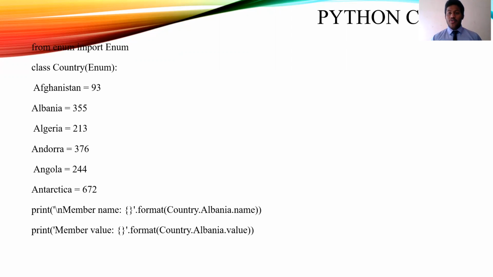So this is our Python code, which is our main micro project. In this code, you can see we have defined a class Country, which is an enum, and in it we have defined some countries and their values. And in the last, we have defined the print function, which shows the name and value of each member which has been passed in this program. For this program, we have passed the Albania country's name and value.